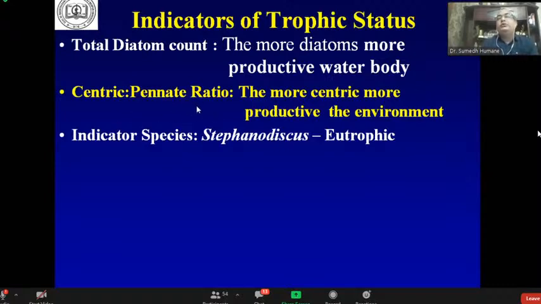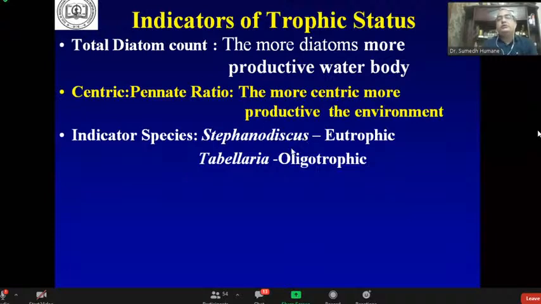You can count the centric to pennate ratio and the circular to elliptical ratio. The more the centric, the more productive the environment, because centric diatoms are always found in the water column. So they are the first to be affected by nutrient change. So the centric to pennate diatom ratio is a very important indicator. There are some indicator species as well.